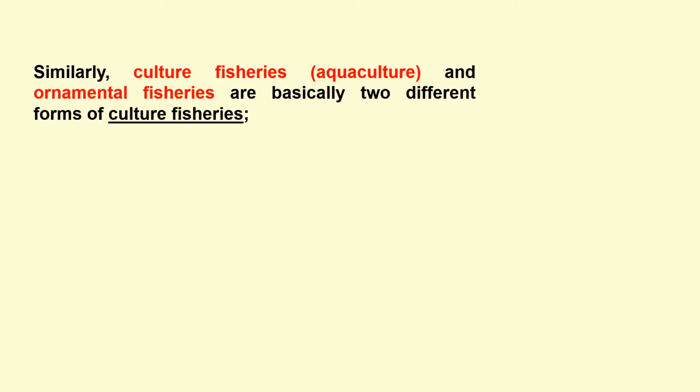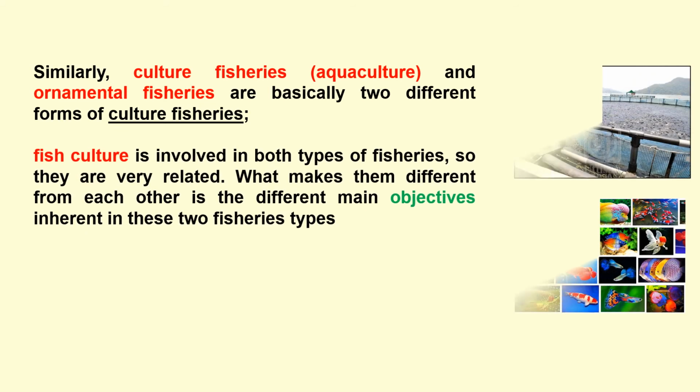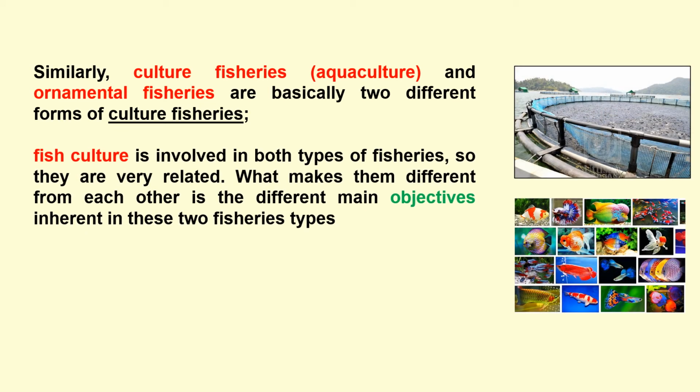Similarly, culture fisheries or aquaculture and ornamental fisheries are basically two types of culture fisheries. Fish culture is involved in both types of fisheries, so they are very related. Both involve culturing fish in an aquatic environment, but what makes them different from each other is the different objective inherent in these two types of fisheries.